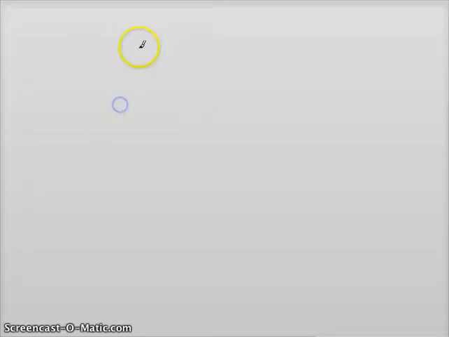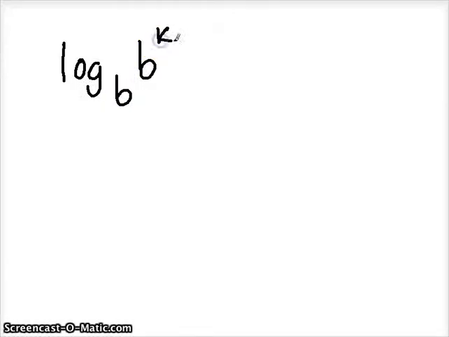It's kind of similar to what we just did. This time, I'm going to say log base b of b to the k power. Well, in that case, again, we basically ignore everything but this k. So it's equal to k. Because again, bases of exponents and bases of logs are inverses of each other. They cancel each other out, and we're just left with the remainder.